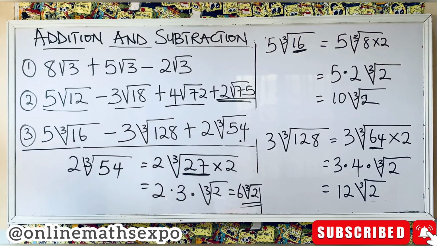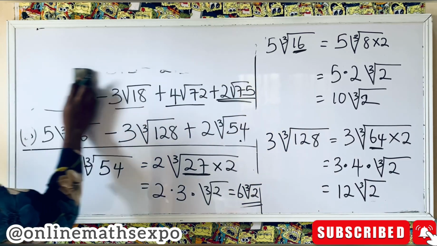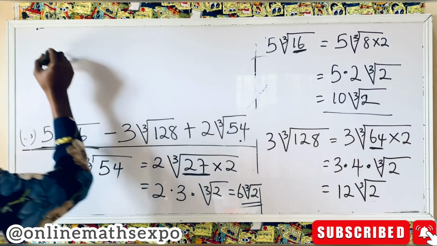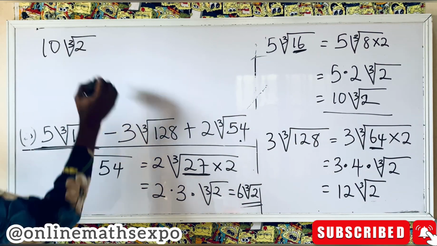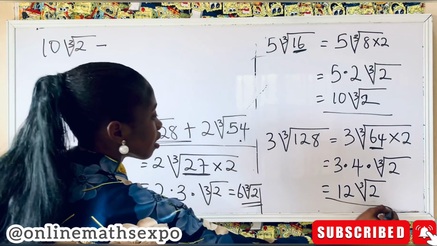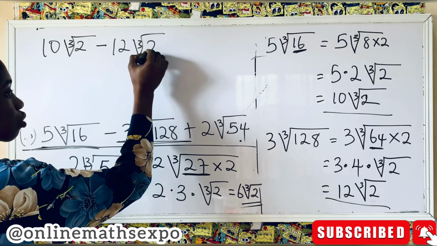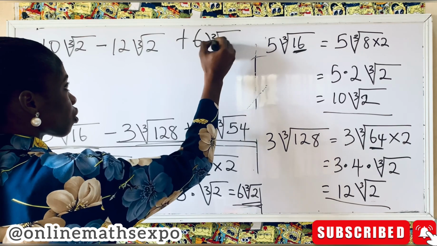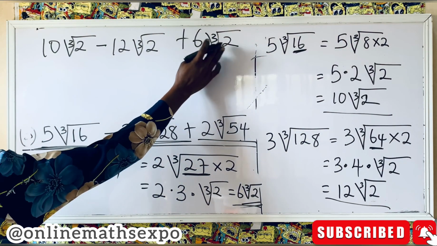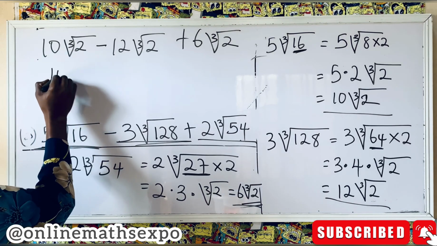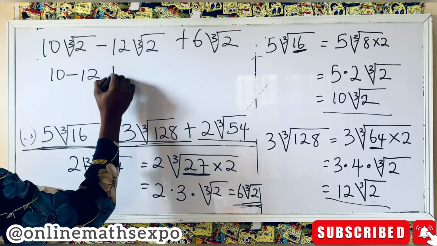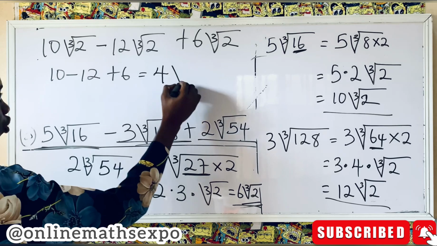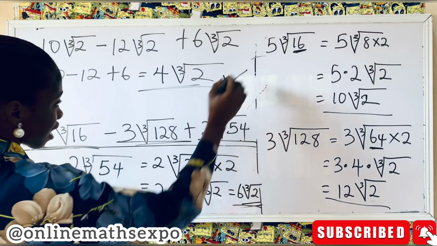So we've been able to simplify each of these. Now let's gather them together. For this, what we got is 10 cube root of 2, minus 12 cube root of 2, plus 6 cube root of 2. We are adding now, the radicals and indices are the same. So we have 10 minus 12 plus 6. If you add this, 10 plus 6 is 16, minus 12 will give us 4. So we have 4 cube root of 2 as the answer.